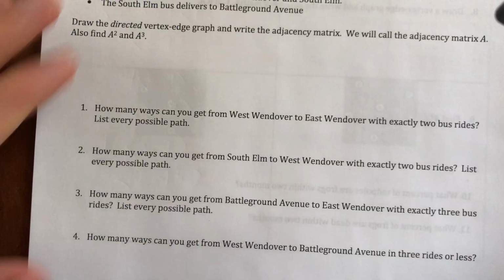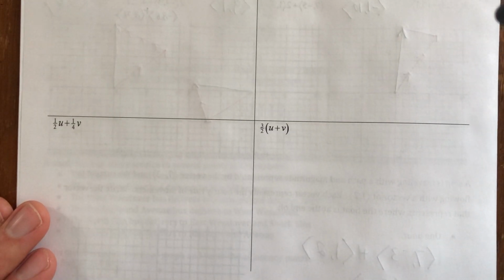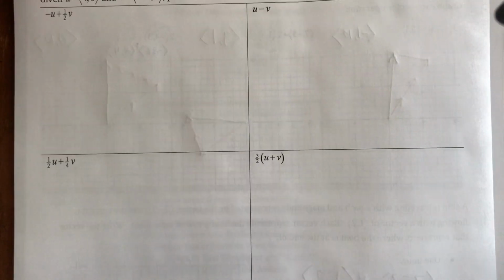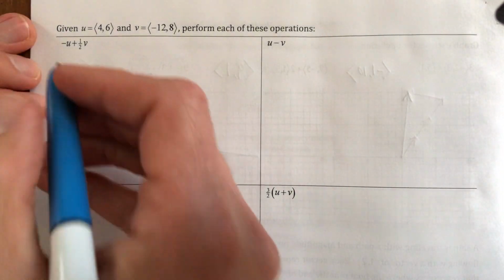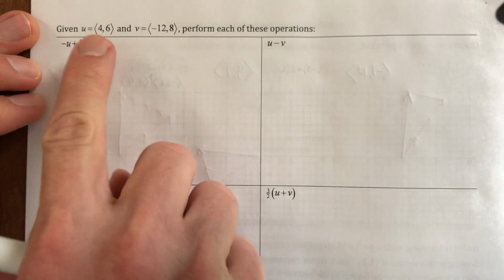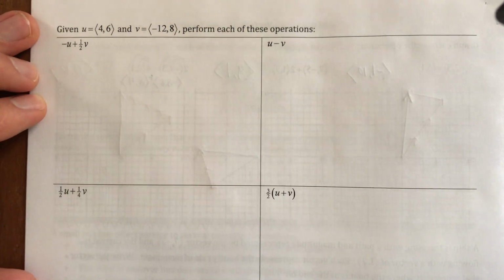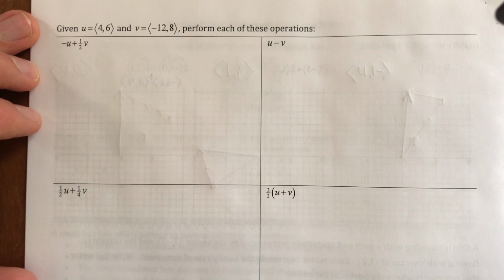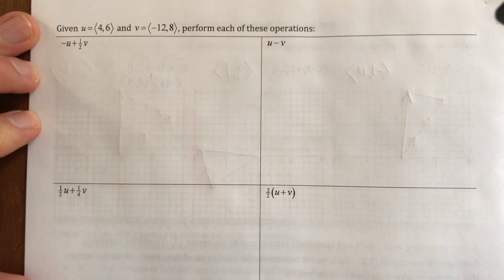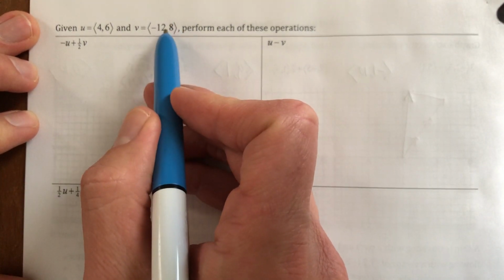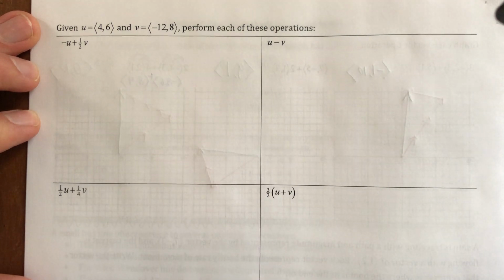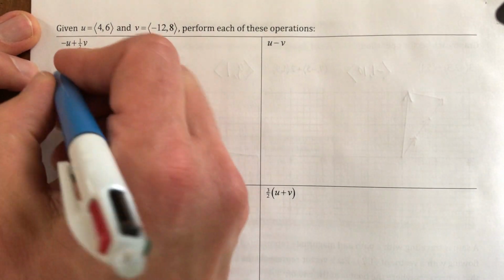And on the backside, they give you 2 vectors, and they just ask you to perform some operations on them. So this is going to be a lot like what we just did. I'm going to go very quickly on these. So negative u plus 1/2 v, they told you what u is, they told you what v is. You could type this into desmos.com/matrix. You could say that this one's matrix A, and this one is matrix B, and then just type the appropriate things. It'll crank it out for you.